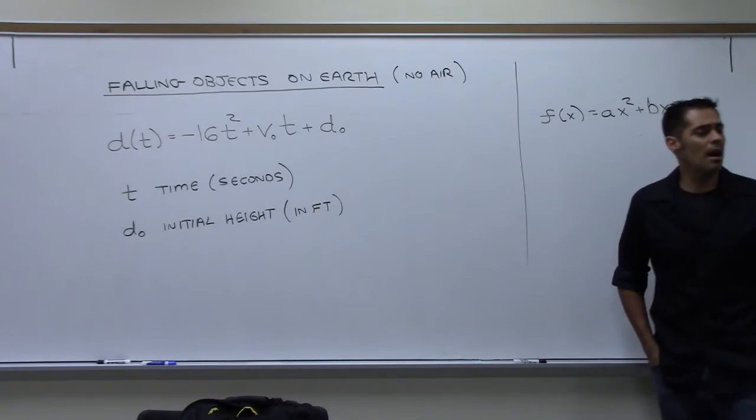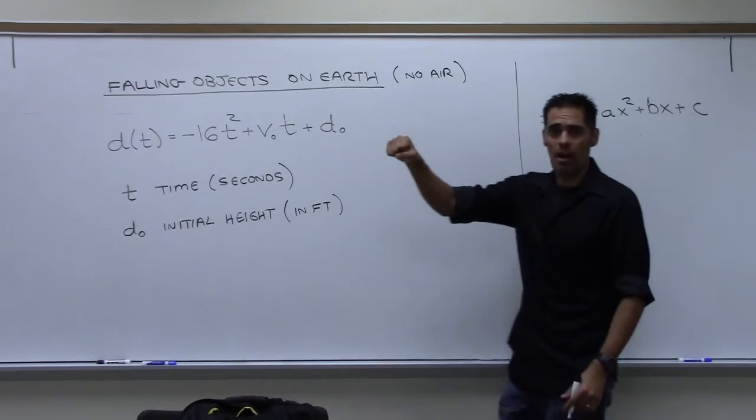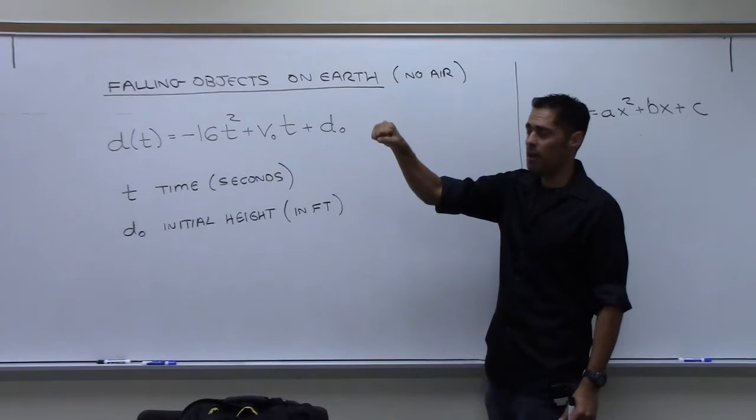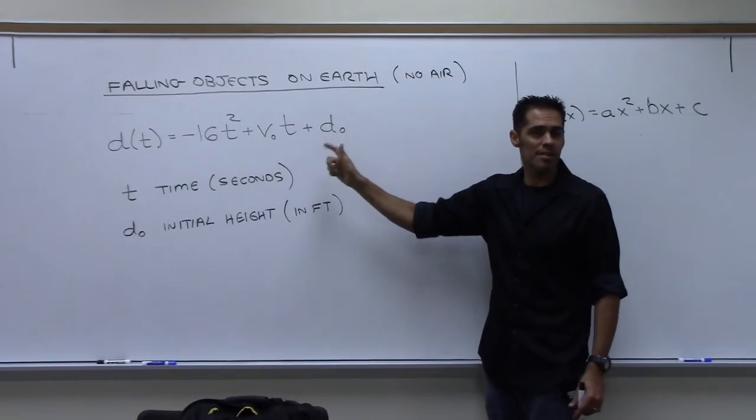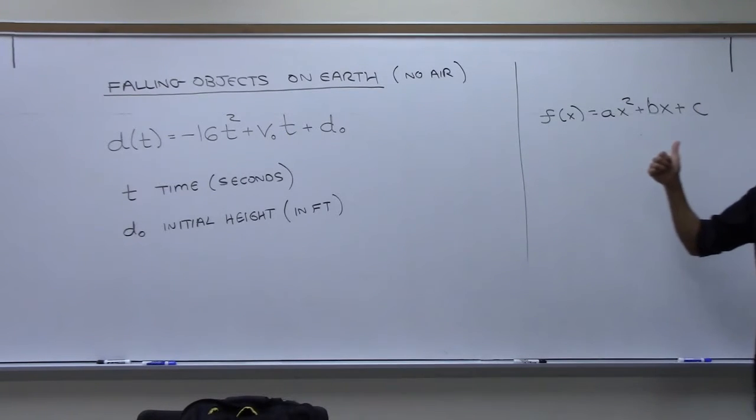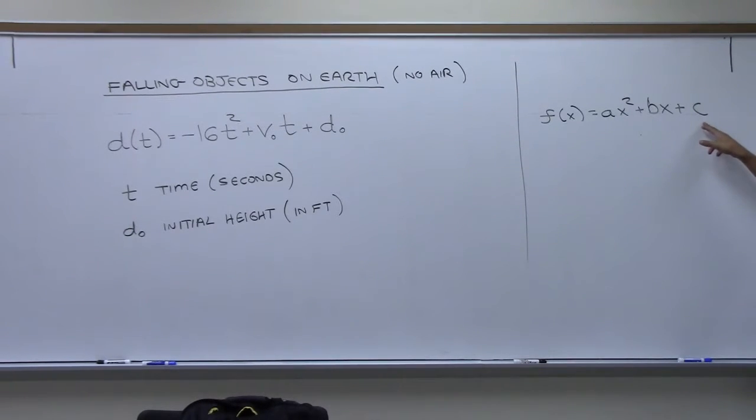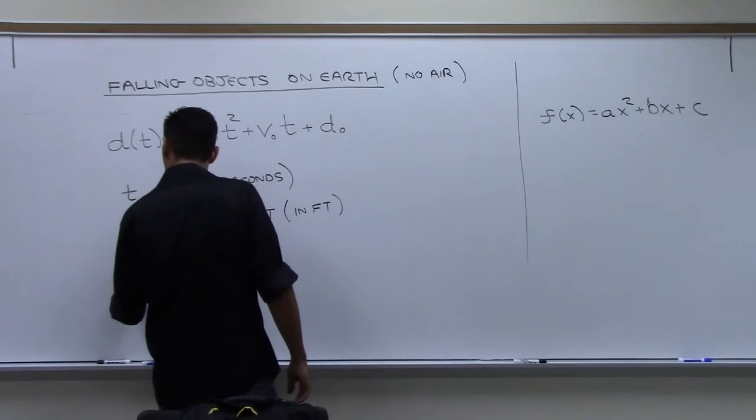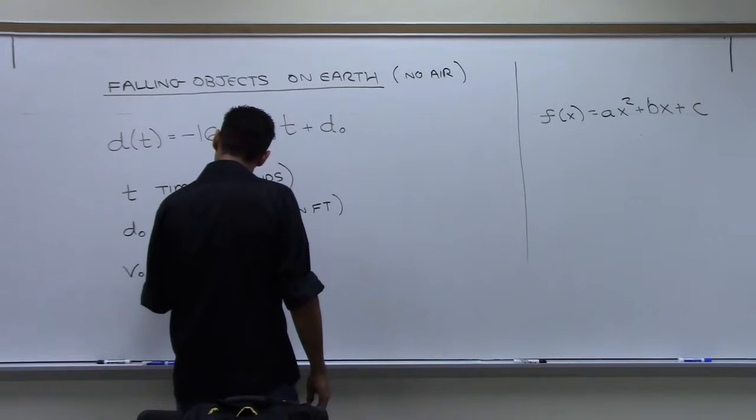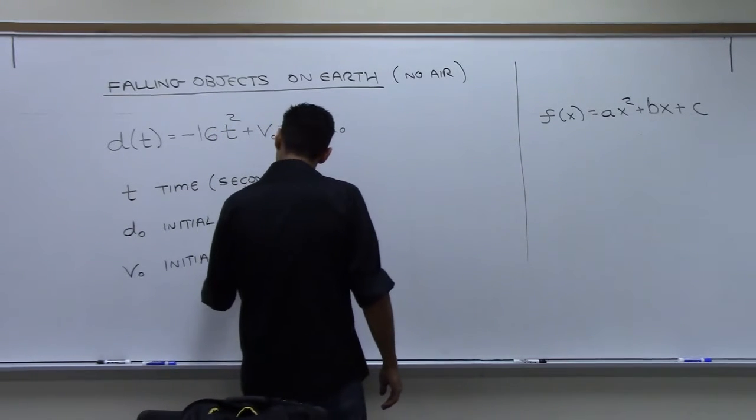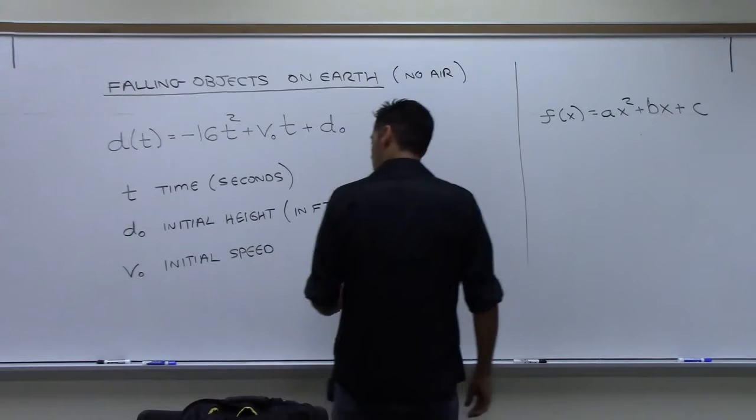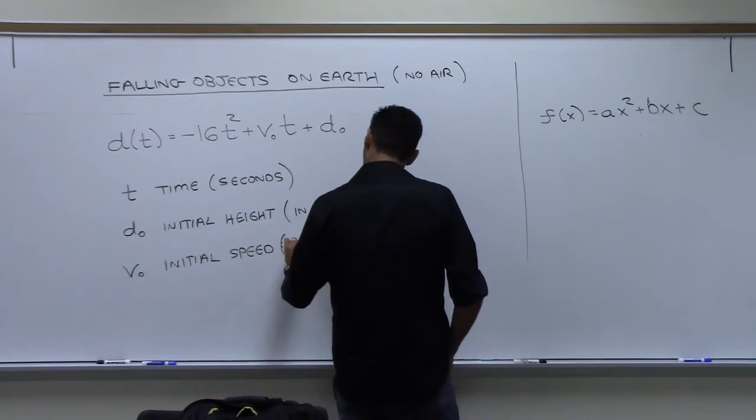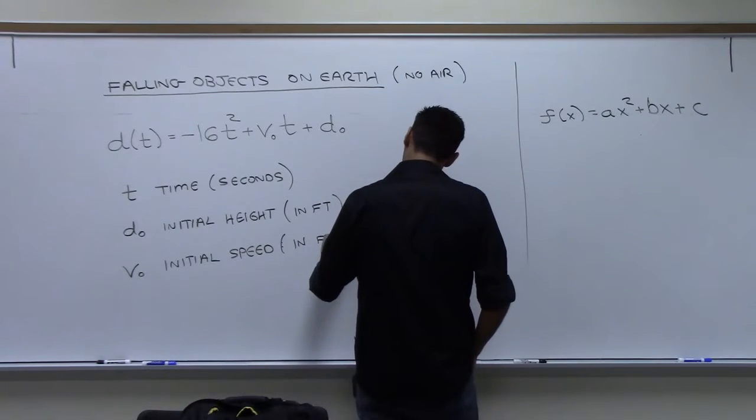Initial meaning starting height. So I'm going to take an object and I'm going to drop it. I'm on Earth, there's no air. How high do you want me to drop it from? Whatever that number is, that number. What is that over in the common formula that we have here? That's the c, right? It's just a number by itself. Okay, v naught is the initial speed. This is measured in feet per second.